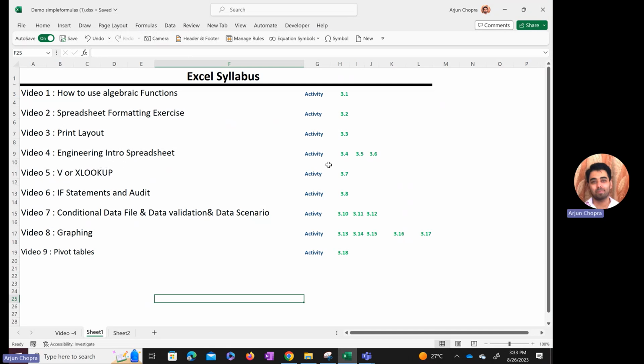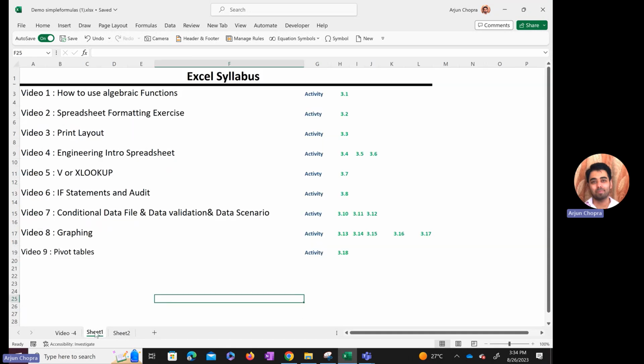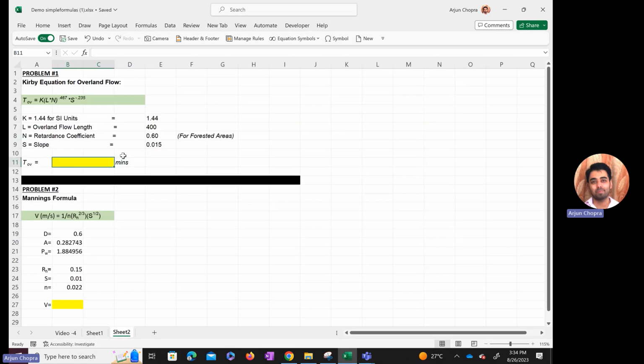After today's class, you will be able to do activity 3.4, 3.5, and 3.6. So let's dive into activity 3.4. Just before I jump into it, we did talk about the print layout and spreadsheet and the algebraic function. If you haven't watched those videos, go and watch them. They are really useful. Now, let's talk about the engineering problems, complicated engineering problems.